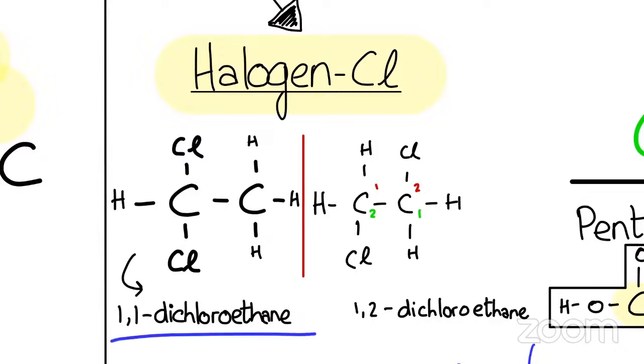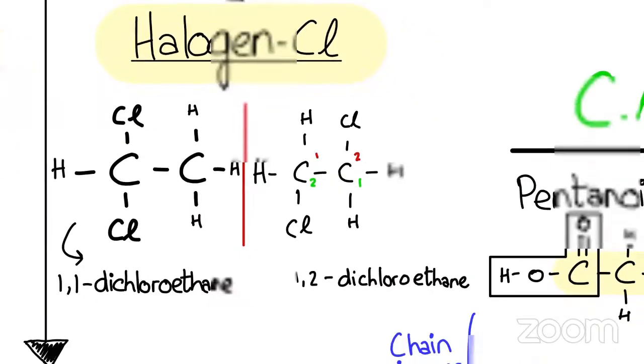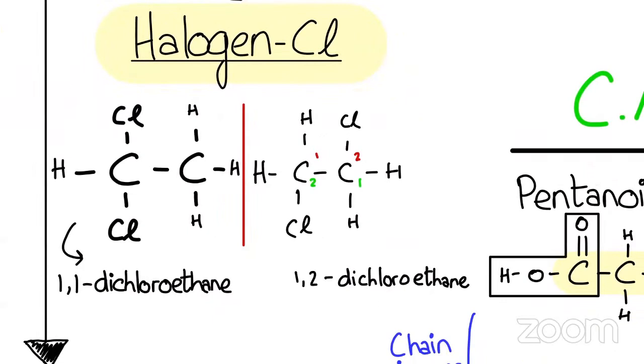So 1,1-dichloroethane. If we move the positions of those chlorines, even just one of them, of course we can only move one in this case, we move it to the second carbon. In that case, it becomes 1,2-dichloroethane. So 1,1-dichloroethane and 1,2-dichloroethane are known as positional isomers.